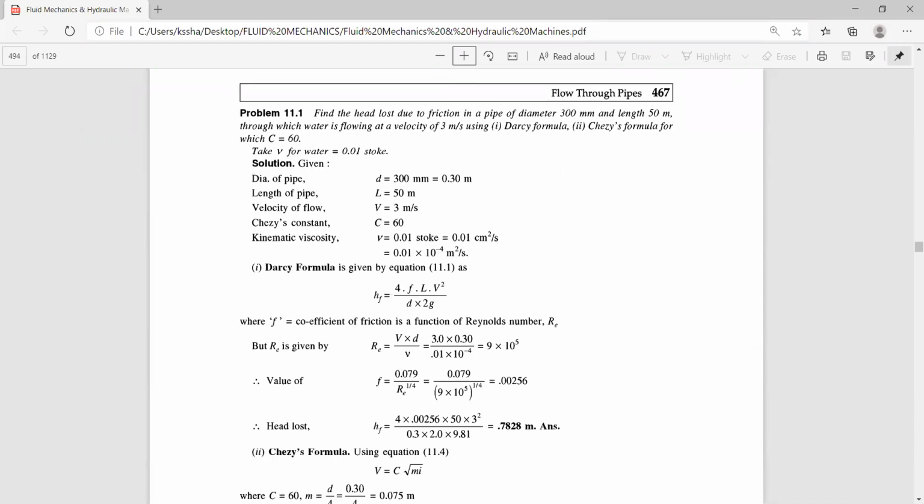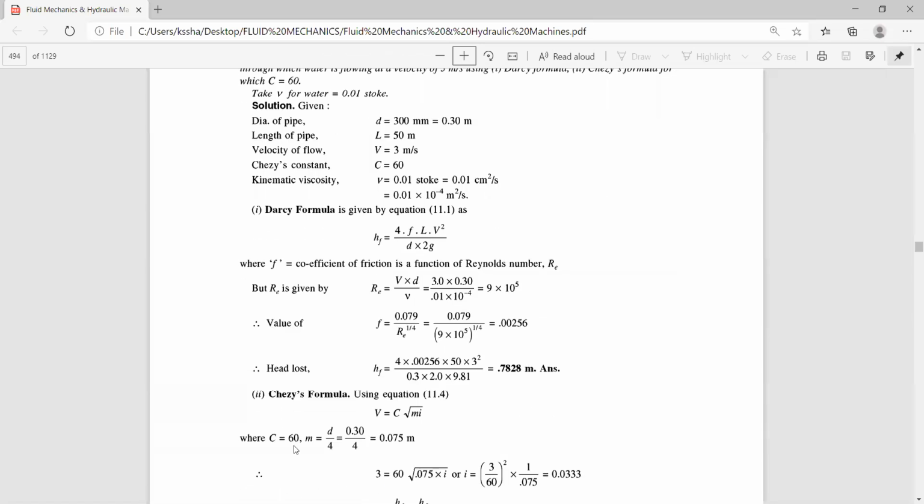Now coming to the second part of the problem. So using Chezy's formula, what you can do? What is Chezy's formula? Velocity V is equal to Chezy's constant C into under root mi, where m is your hydraulic mean depth, i is your loss of head due to friction per unit length of pipe. C is given as 60, Chezy's constant is given as 60. So how to calculate m? Using the formula d by 4. This you have to remember.